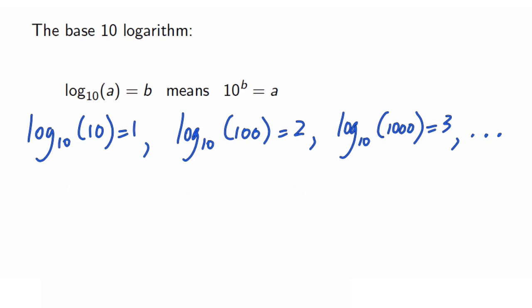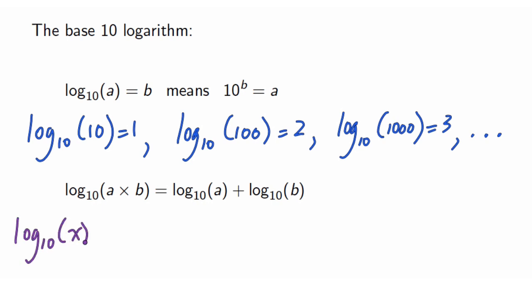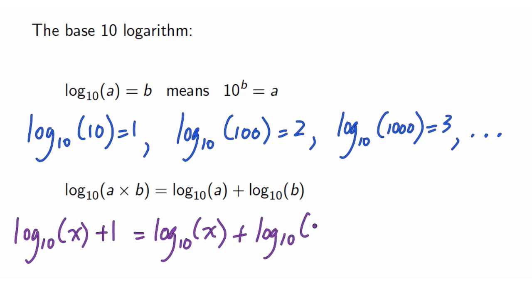A useful property of logarithms is that the log of a times b is the log of a plus the log of b. This will become important because it allows us to do the following. If we add 1 to the log of x, that is equivalent to adding the log of 10, since that's 1, which is equivalent to taking the log of 10 times x. We'll use this fact later.